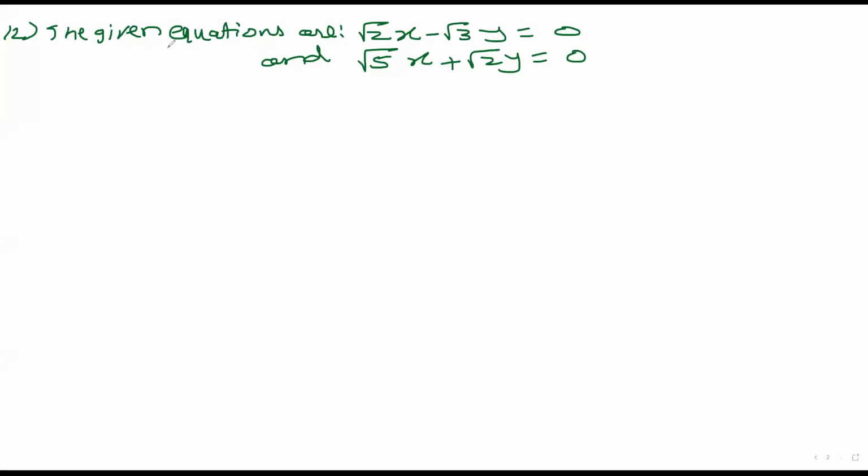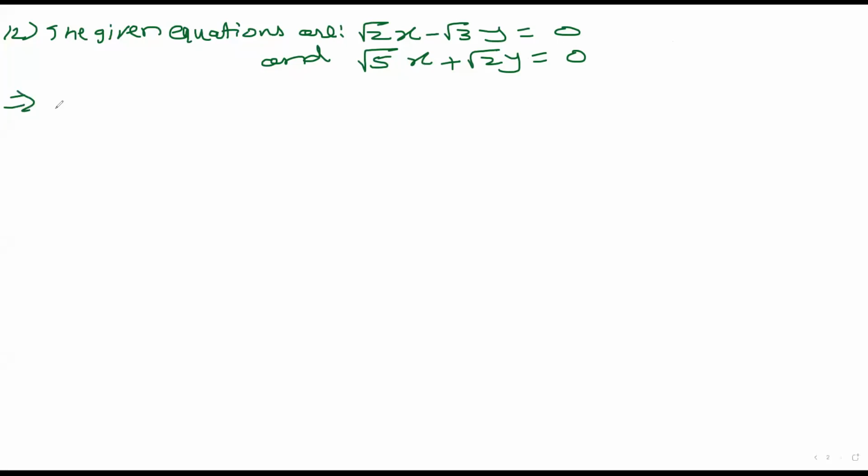Okay, all right. So the given equations are root 2x minus root 3y is equal to 0 and root 5x plus root 2y is equal to 0. Correct? You have to use the cross multiplication method to find the values of x and y. That is, we have to solve them simultaneously. Correct? Here again, if you notice, there is no constant term. That means the constant term is 0.